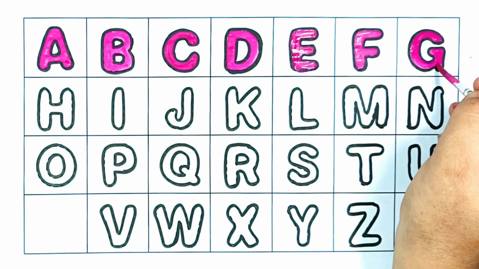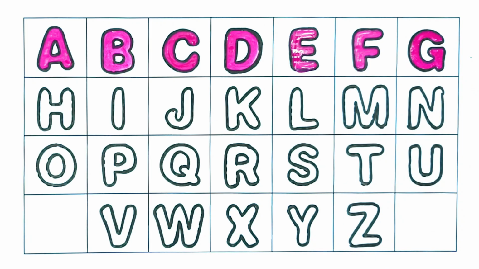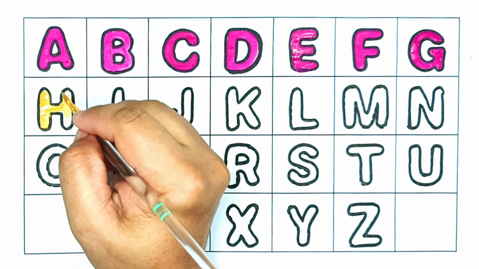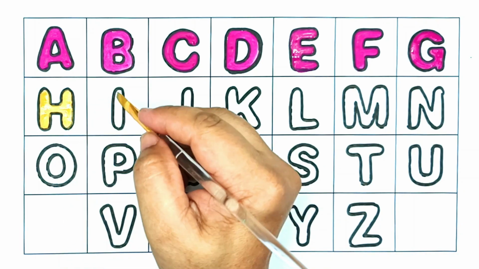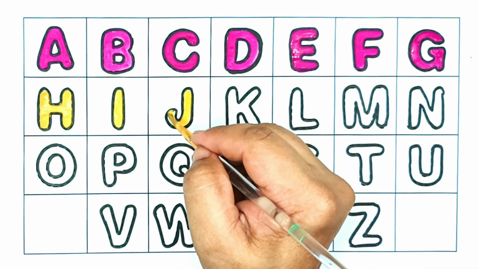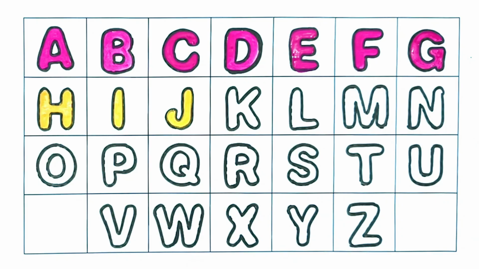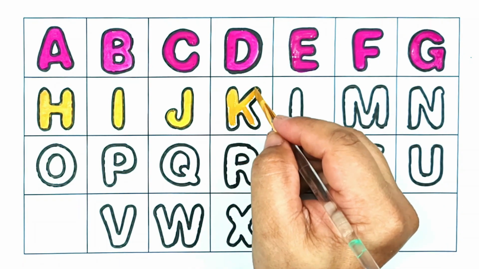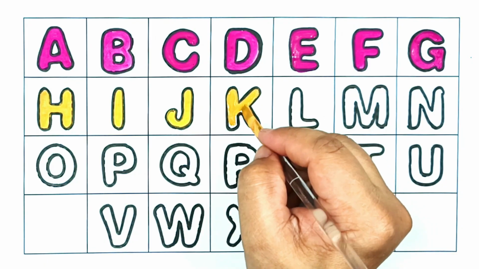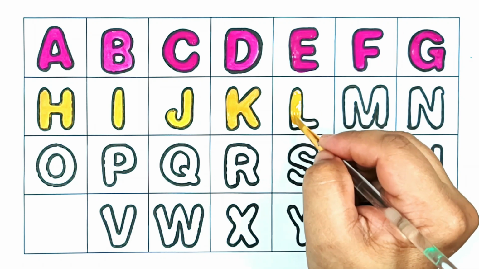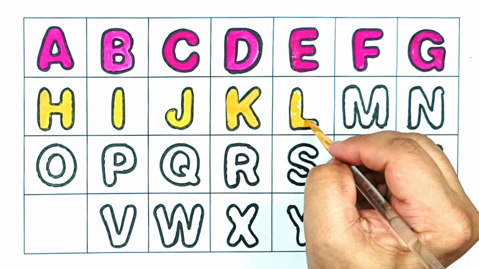G for glass. G for glass. H for hat. H for hat. I for igloo. I for igloo. J for jam. J for jam. K for kite. K for kite. L for lamb. L for lamb.